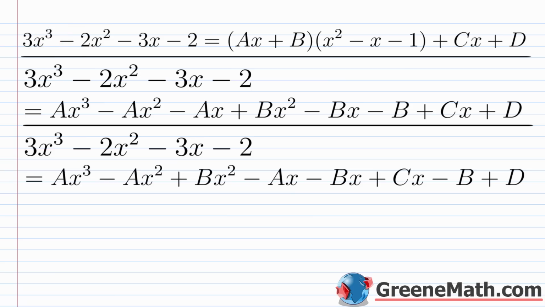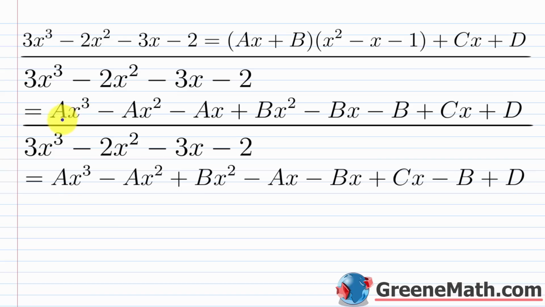Okay, so putting this together, you're going to have 3x cubed minus 2x squared minus 3x minus 2 is equal to the quantity ax plus b times the quantity x squared minus x minus 1, then plus the quantity cx plus d. So looking at it, I'm going to break it up. So this will be my left side. It's not going to change. On the right side, I'm going to simplify this.